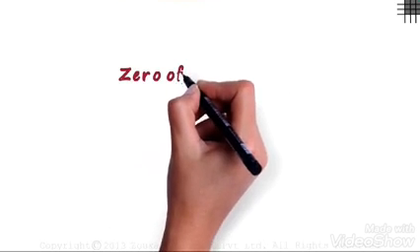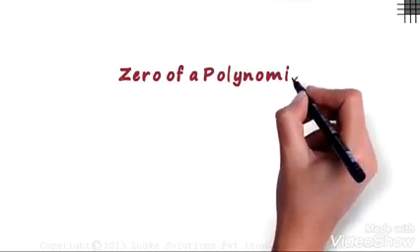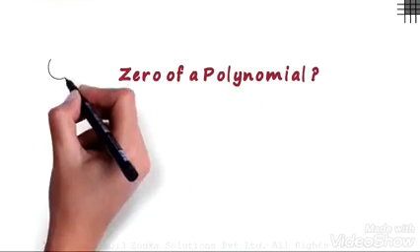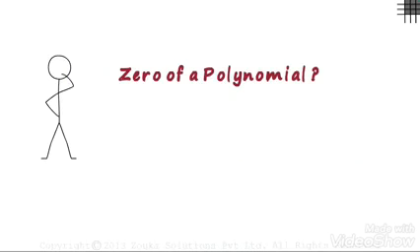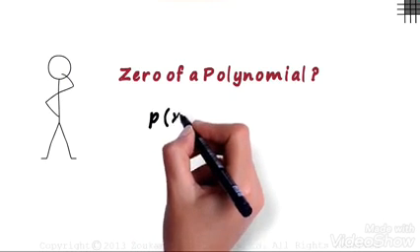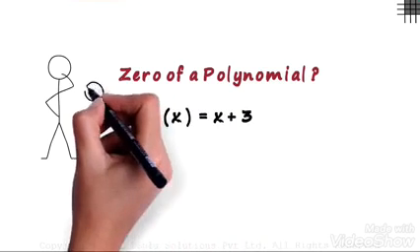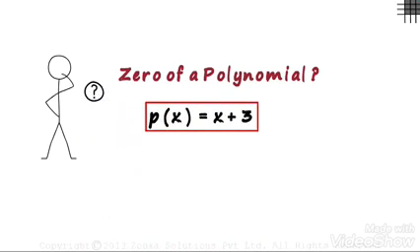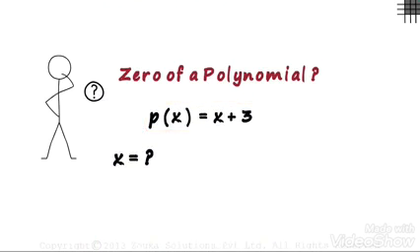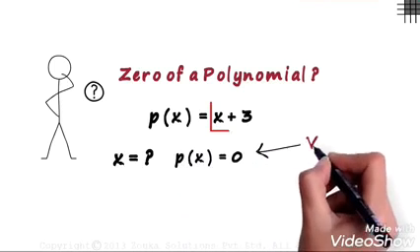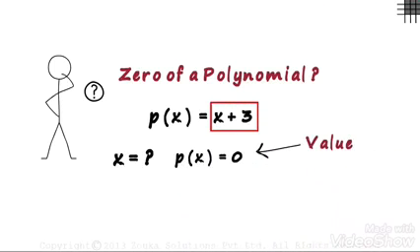What is the zero of a polynomial? The phrase sounds confusing. Let us try to understand it. Consider the polynomial p of x equals x plus 3. Now here's a very simple question based on this polynomial. What value of x will make p of x equal to 0? That is, the value of the polynomial equal to 0. What do I use in place of x such that x plus 3 equals 0?